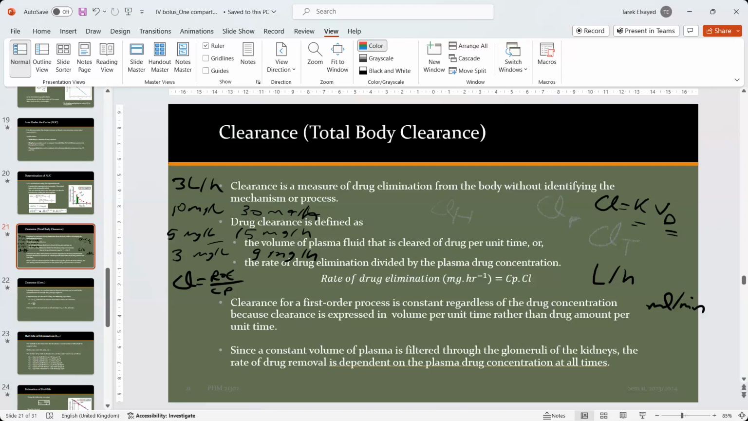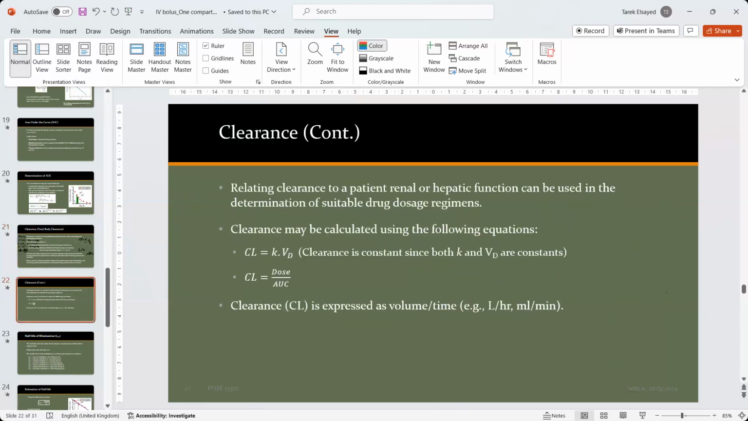Okay, so up till now clearance is constant, elimination rate constant was also constant in case of first order elimination. Okay, volume of distribution is constant, doesn't change. So what changes with time? What is concentration dependent? What is dependent on the amount of drug in the body? It is the rate of elimination. So clearance can be calculated as equal to K times the volume of distribution, elimination rate constant times the volume of distribution, and also it is equal to dose divided by AUC.